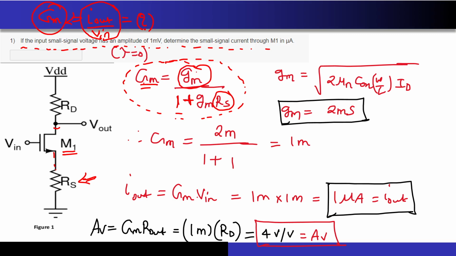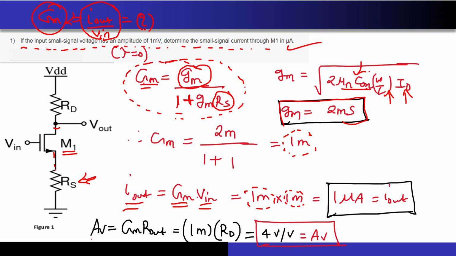Now I know the value of RS. Do I know the value of gm? I don't know, but can I calculate it? Of course I can, because the W by L ratio has been given to me, even the ID, even mu and Cox. So I will find gm from here, and with RS I can get the value of the capital GM. And my I out was nothing but GM times V in. GM is 1 millisiemens, the input I applied was 1 millivolt, so the I out that I got was 1 microampere. So this question is solved very easily.